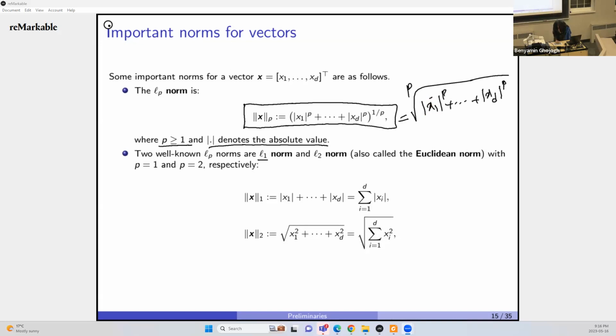Two well-known LP norms are the L1 norm and L2 norm. L2 norm is also called the Euclidean norm. With the L1 norm, p is 1. In the L2 norm, p is 2. Okay. So in the L1 norm, you set p to 1 in this equation, and you will have the summation of absolute values of the elements. L1 norm. The L2 norm is the square root of the summation of squared elements. As it is squared, I can get rid of the absolute value. Okay. Did you understand it?